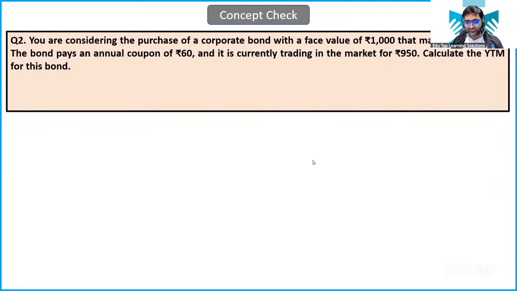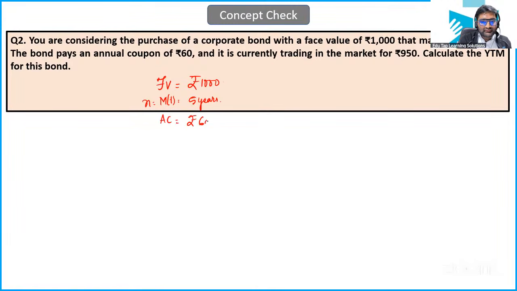Moving to the second question, can you just try this one? Purchase of a corporate bond. The face value is 1000, and it matures in 5 years. The maturity time period, N, is 5 years. The bond pays an annual coupon of rupees 60. The current market price is also given, which is 950.